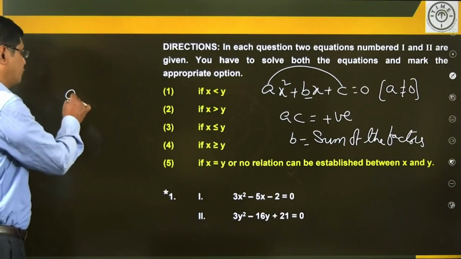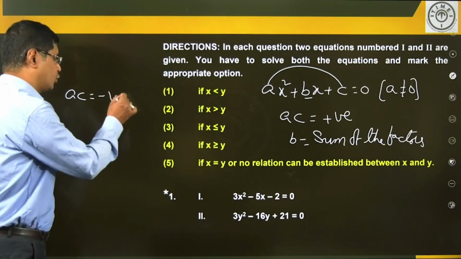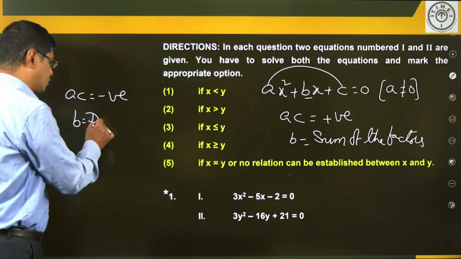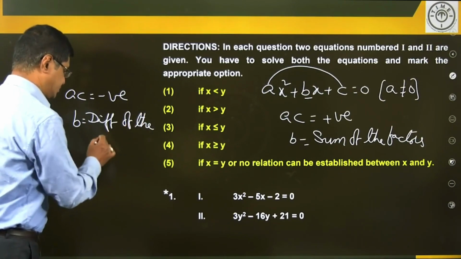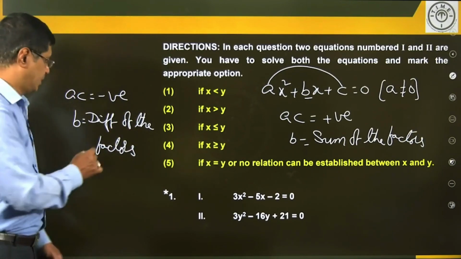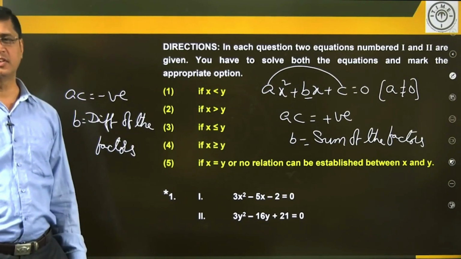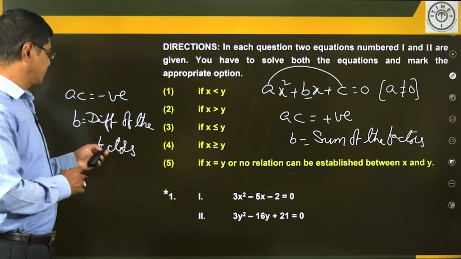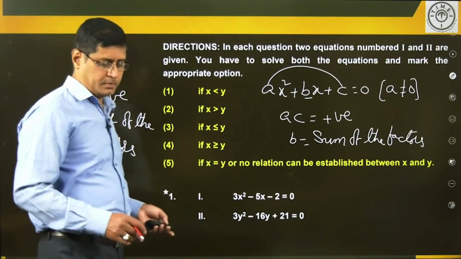Similarly, when the product of a and c is negative, what about the value of the middle term? That is the difference of the factors. Am I clear? So, these are the 2 points you need to remember. What is the first point? When a into c is positive, the sum of the factors is the middle term. When a into c is negative, the difference of the factors is the middle term. The value of the middle term is the difference of the two factors.